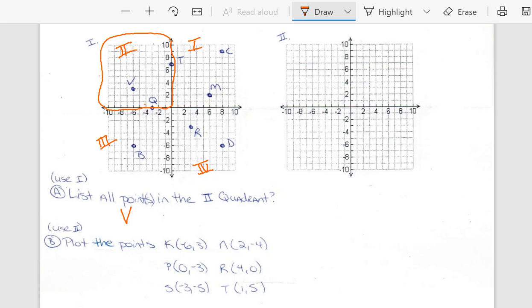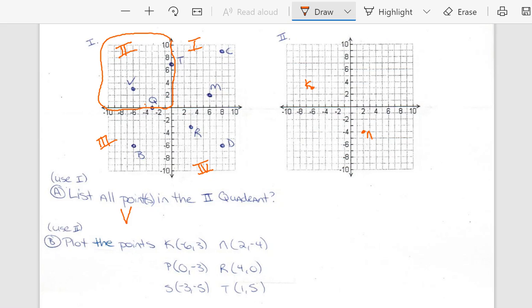Moving on to the next one here. For this one, it's asking you to plot the points. So again, just some practice with that. It's going to be -6, then up 3. I'll just label them so we know what I'm talking about. That's K. Then 2 for it, and then -4.